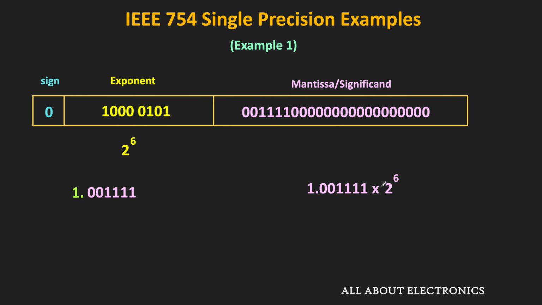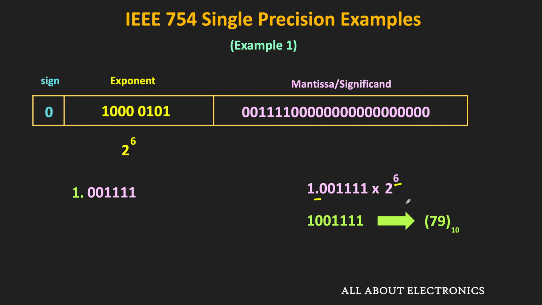So here, since the exponent is equal to 6, we will shift this radix point towards the right side by 6 bits. That means now, in a true binary format, this number is equal to 1001111 and in decimal, that is equal to 79. So we can say that the given 32-bit number in a single precision format corresponds to 79.